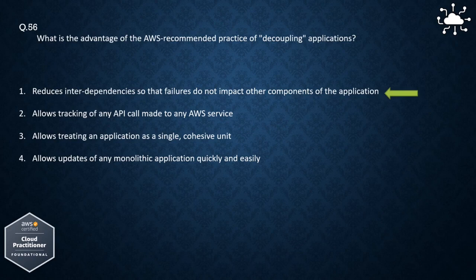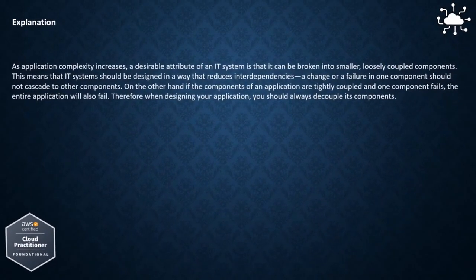Explanation. As application complexity increases, a desirable attribute of an IT system is that it can be broken into smaller, loosely coupled components. This means that IT systems should be designed in a way that reduces interdependencies. A change or a failure in one component should not cascade to other components. On the other hand, if the components of an application are tightly coupled and one component fails, the entire application will also fail.